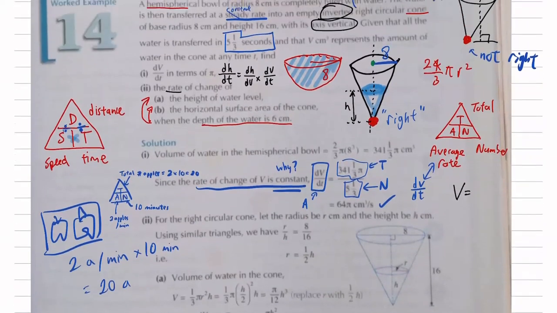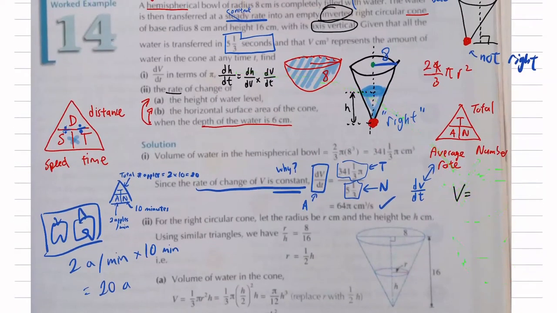Sorry, I hope you can follow. Very messy. V for volume, right? So what's the volume? Volume of the water, right? Which is what shape? What shape is the volume of the water? Cone. So what's the formula for the volume of a cone?